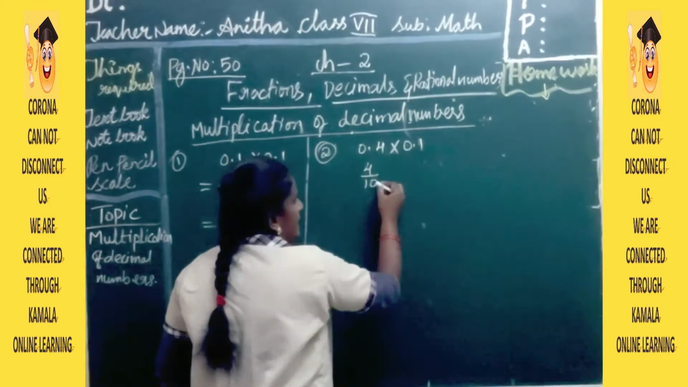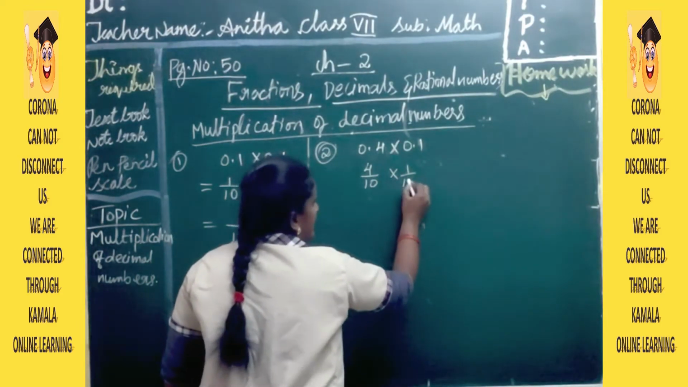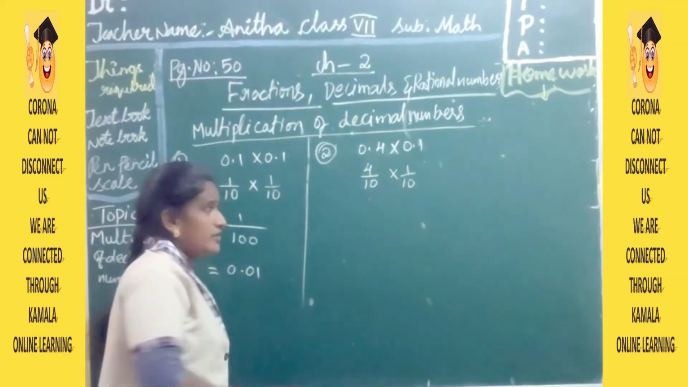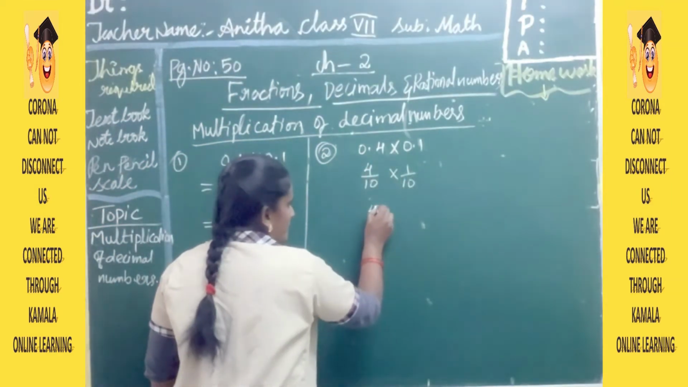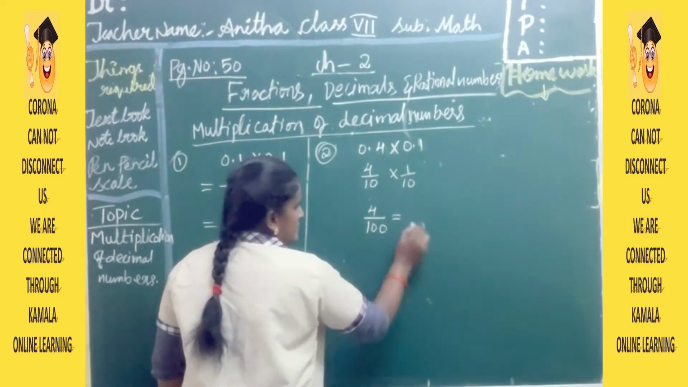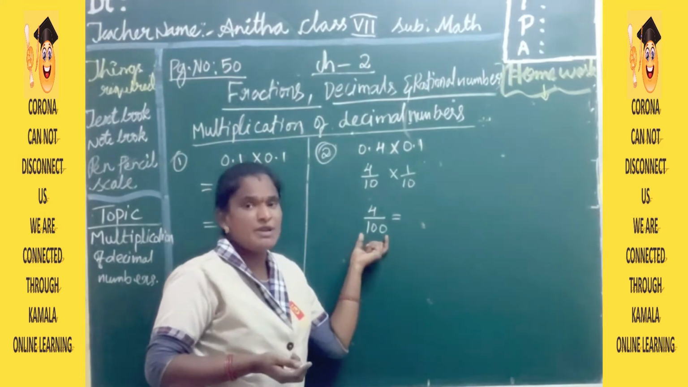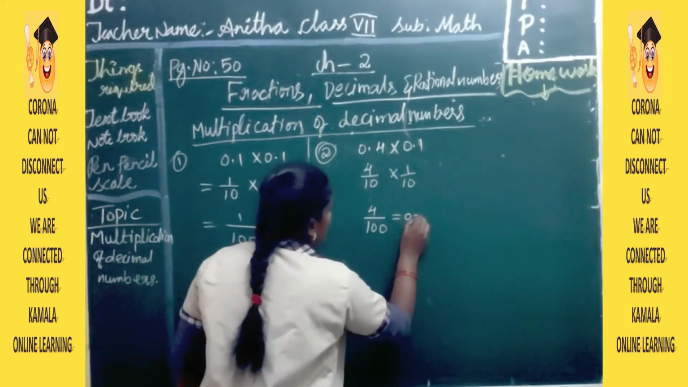So 4 by 10 into 0.1, which can be written as 1 by 10. 4 ones are 4, by 10 into 10, 100. So 4 by 100 can be written in decimal places as 0.04.